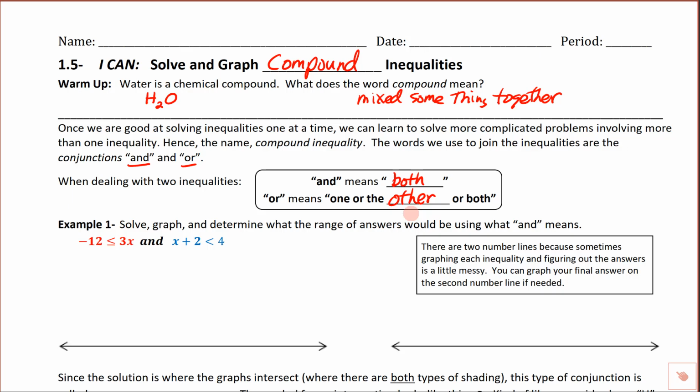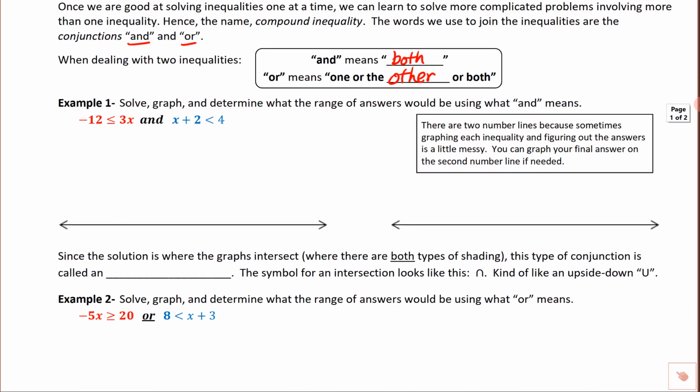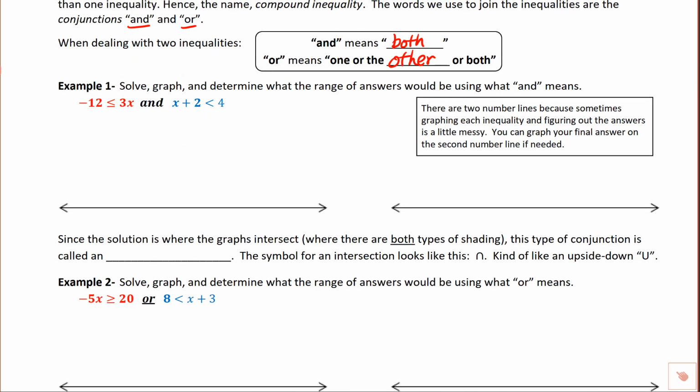So we're going to take a look here. I've got a couple of examples, and I'm going to slide this down here. And I've got my examples. I've got two of these. This is our first example of a compound inequality. I've got two inequalities here. One of them is in red and one of them is in blue. And in order to keep them straight, I am going to graph those and do the work separately in those colors for each one of those. So it says solve, graph, and determine what the range of answers would be using what and means. So remember, and means both. So we want both of these to be true at the same time.